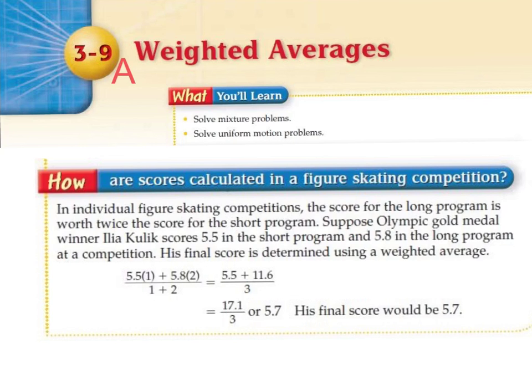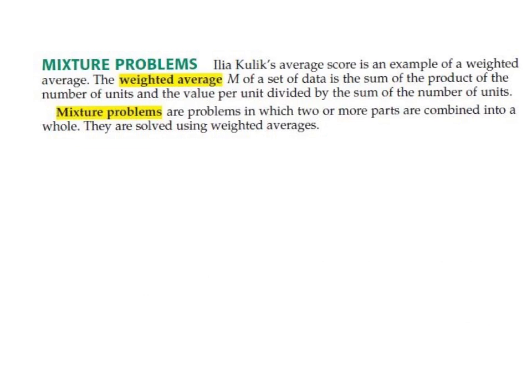So they took the 5.5, and that's only weighted as 1, plus 5.8 is weighted twice as much, so times 2, and they're going to take that sum divided by 1 for the first weight plus 2 for the second weight. So his final score would be 5.7.